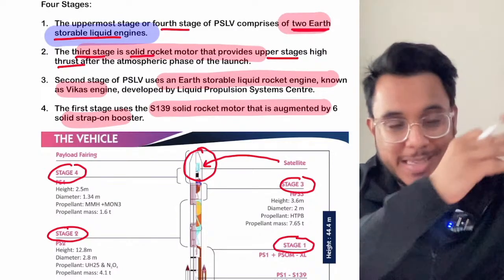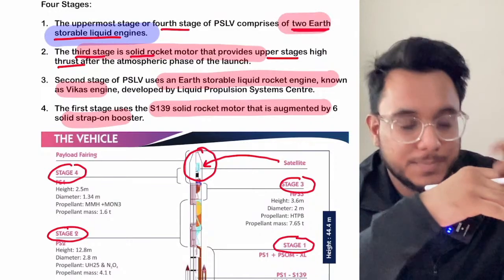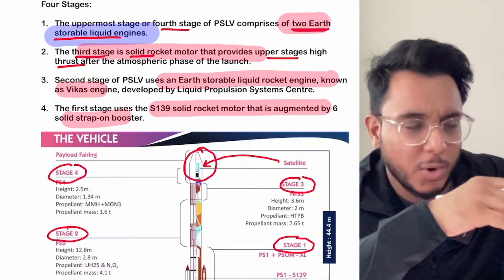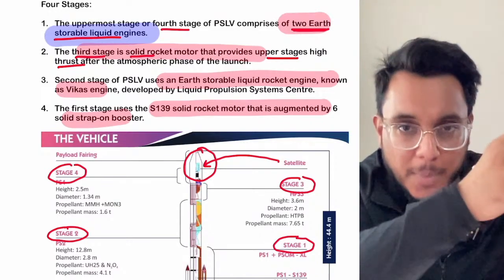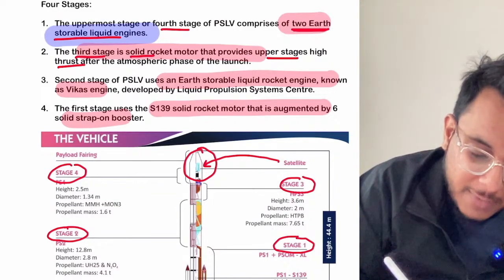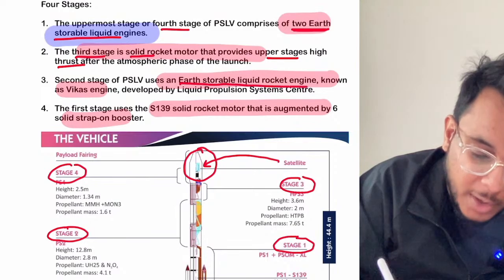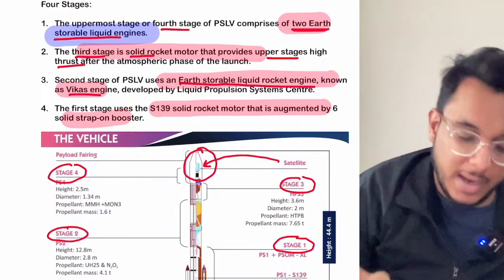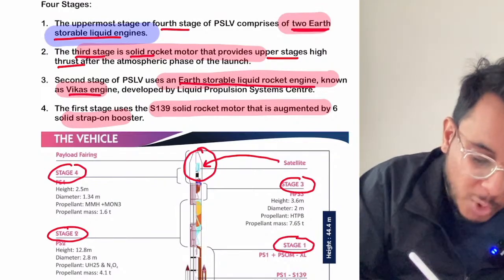So once the rocket has left the atmosphere, it will provide the thrust in the upper parts. Then the 2nd stage will have the earth storable liquid rocket engine. This is called the Vikas engine. And then there will be the strap-on boosters.